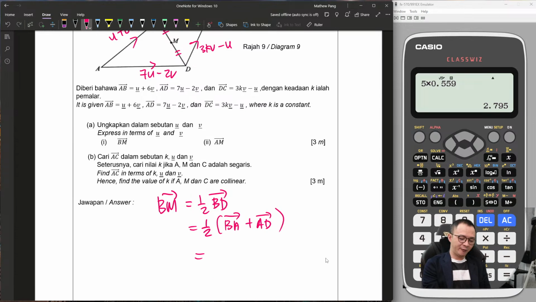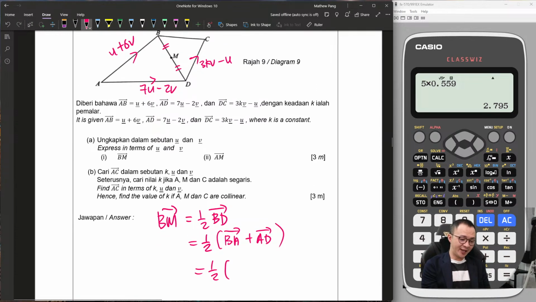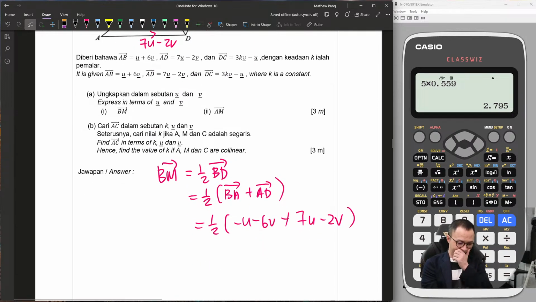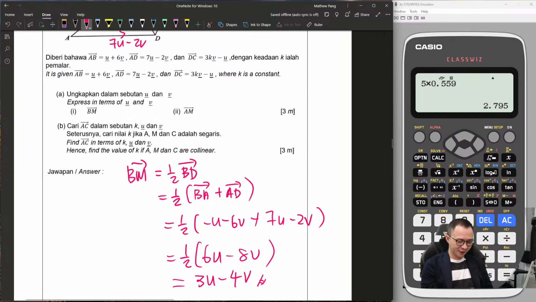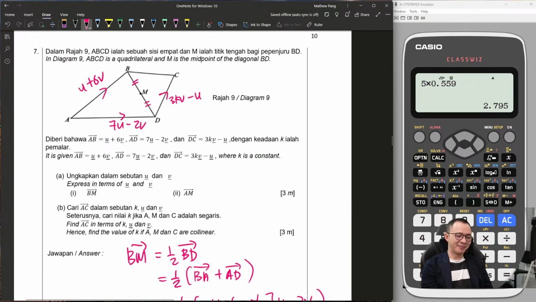Then just plug in whatever we have. BA is minus U minus 6V. AD is 7U minus 2V. So I should have 6U minus 8V divided by 2. I should have something like 3U minus 4V. Done for the first one. Yeah, sometimes I don't know how the Johor paper gives marks. This one has so many things to do and only 3 marks. Just now there was some very easy thing that gave 3 marks. But it doesn't matter. Let's continue.